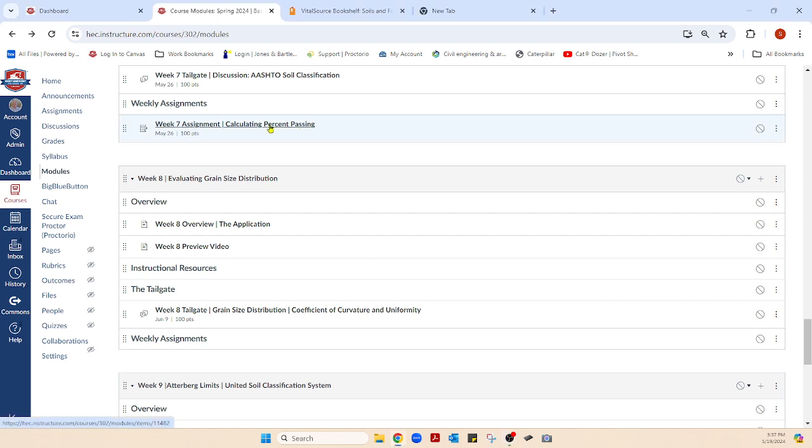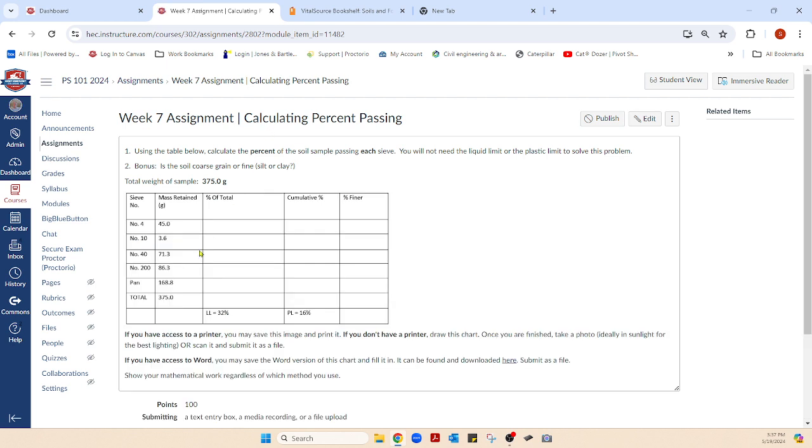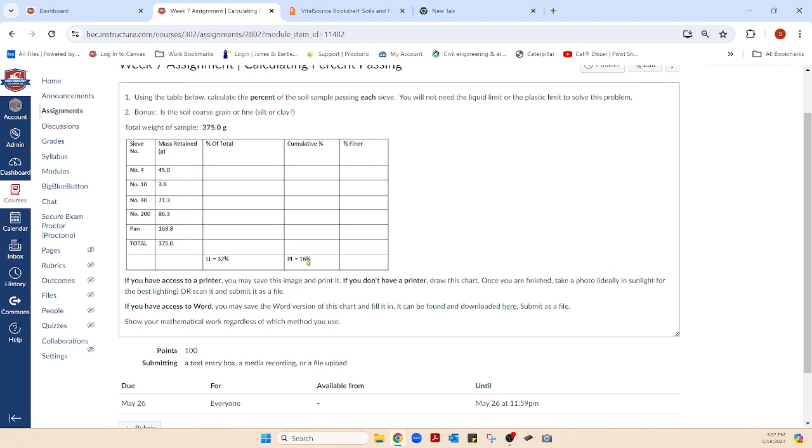There is an assignment, and I think what I've asked you to do is just calculate this right here, the liquid limit and this plastic limit. In this case, you're not doing an AASHTO chart, so this won't be a necessity, but these are all what would go in a chart when you came up with the percent passing. Another way to say that is percent finer. So you've got to get the percentage of total.